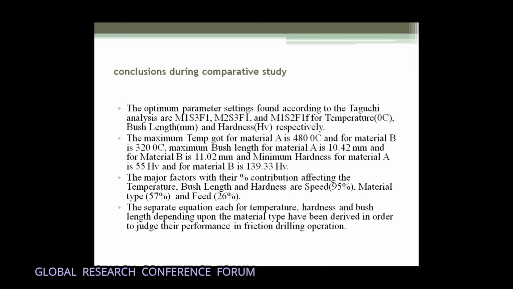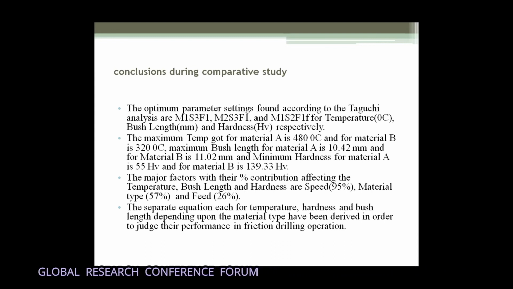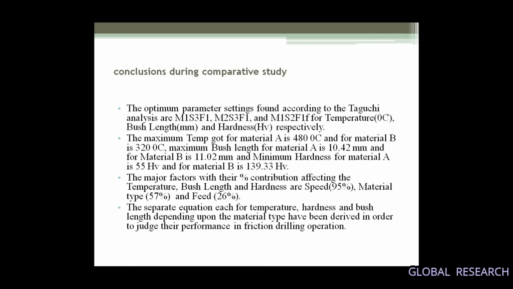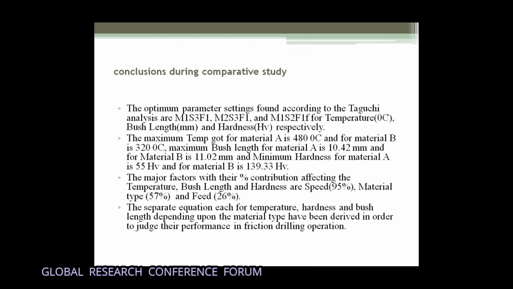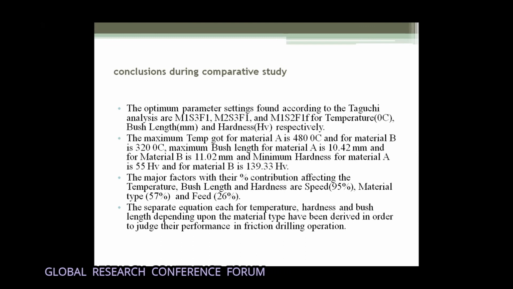The major factors with their percentage contributions to the effect on temperature, bush length, and hardness are as follows: speed, at 95%, is more influential than all the other input parameters like feed and the material. That is another conclusion we have made. Separate equations for temperature, hardness, and bush length depending upon the material type have been derived in order to judge their performance in friction drilling operations.